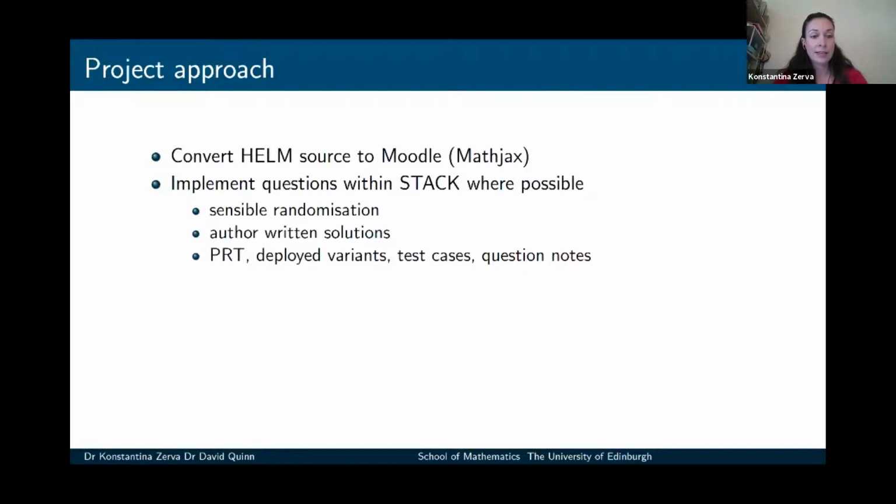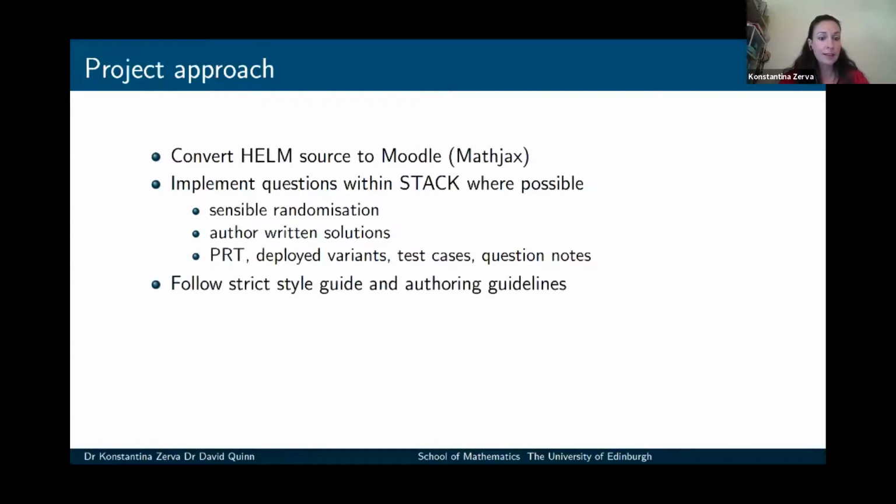use sensible potential response trees, and generate some deployed variants to verify that all random versions of the same question have the same difficulty. They needed to add test cases in every question and also write some sensible question notes. They followed a strict style guide to ensure consistency.